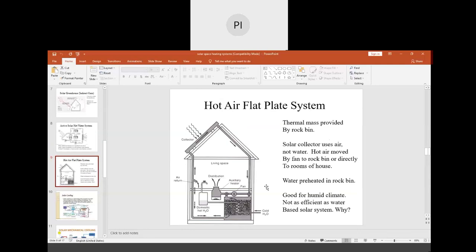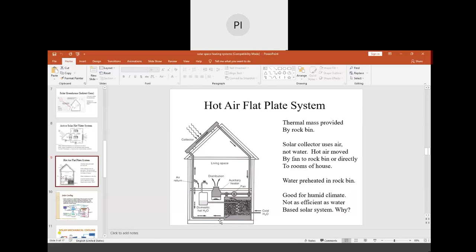Hot air flat plate system. Hot air is one method. This is the hot air flat plate system. In this, there is an inner roof that is a flat plate collector, filled with water, and hot air comes out. There is a thermal mass. There is a thermal mass or hot air. Sometimes that may be air also.